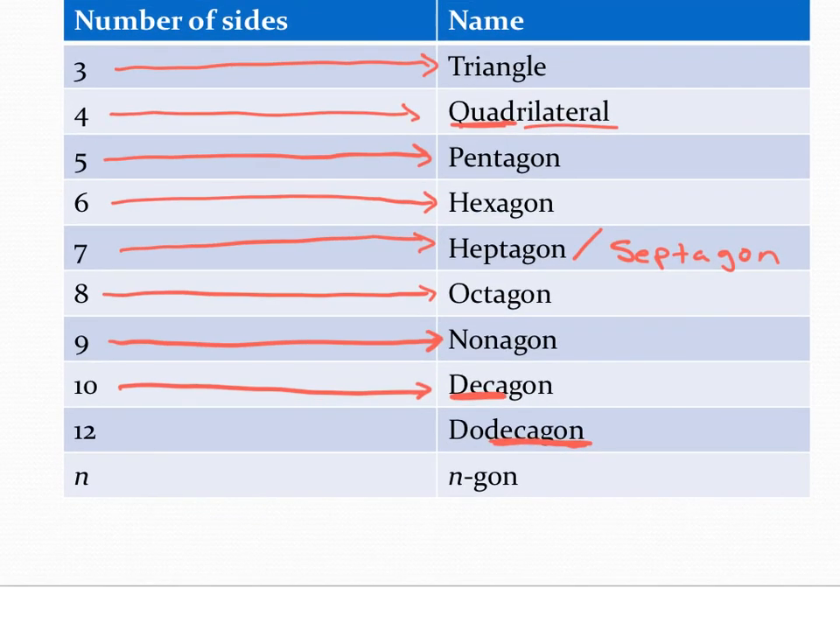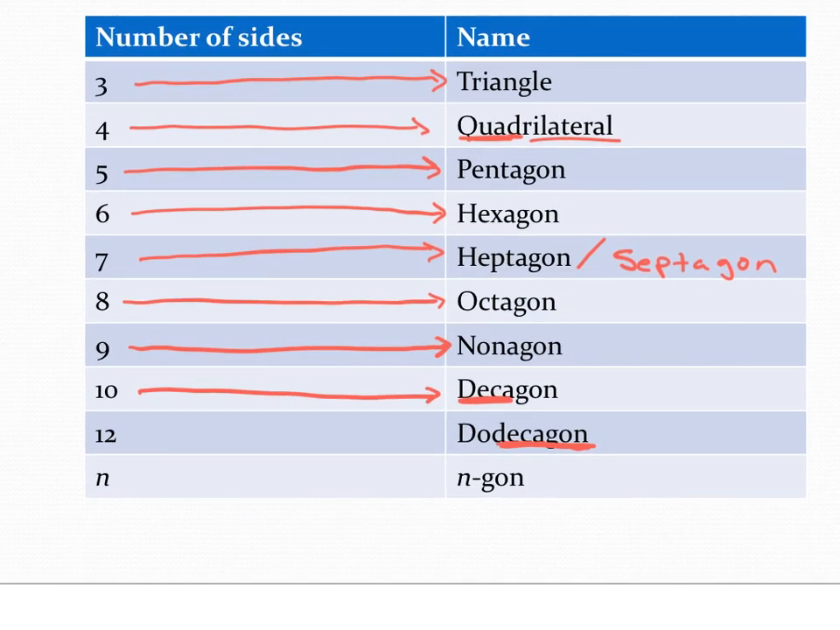Last but not least, you're going to see an n-gon in there. Above 12, I don't really care about you knowing the names.